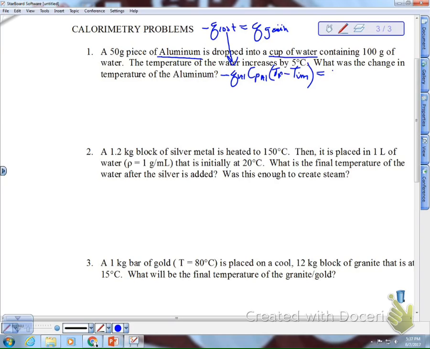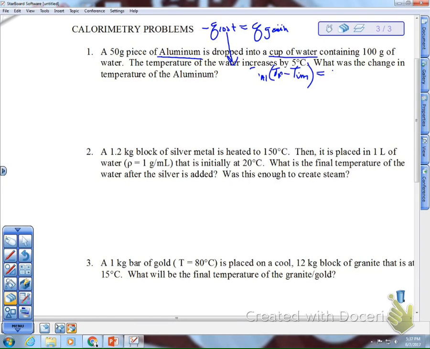Oops, I made a mistake. So back to this formula here, let's get the eraser out. Let's just pretend those last few seconds never happened.